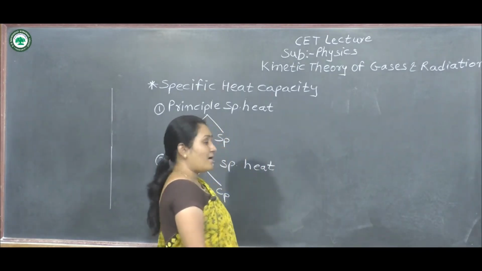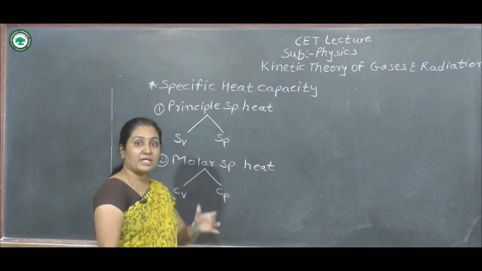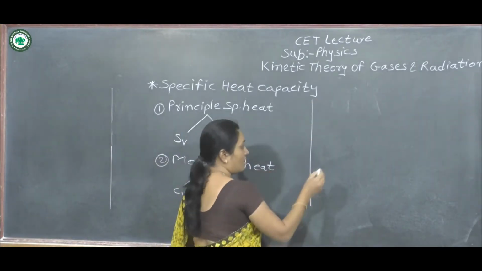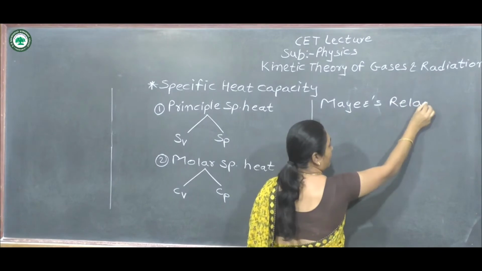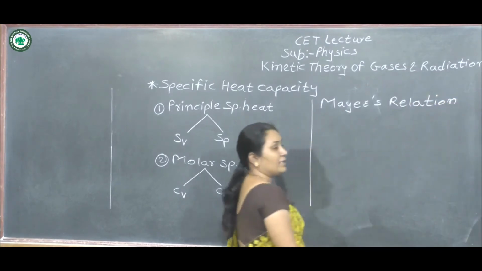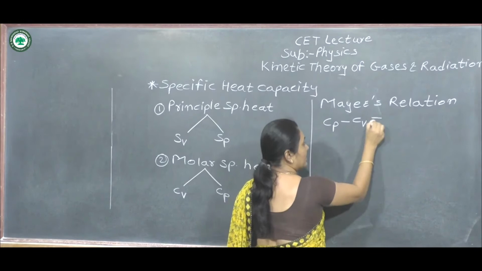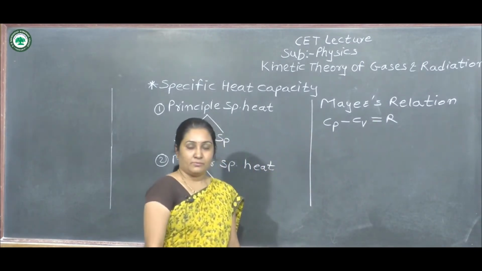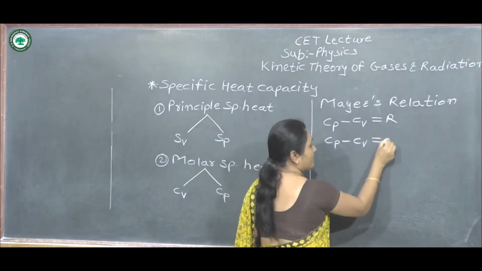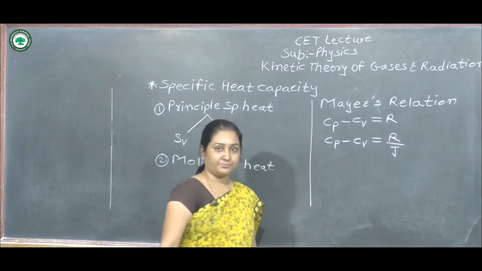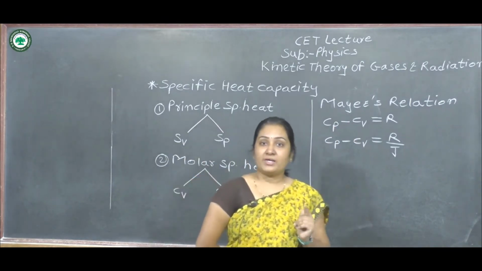Now there is Mayer's relation which gives the relation between the two specific heats, that is Cp minus Cv equal to R. Or we can write the same equation as Cp minus Cv is equal to R upon J. So by using this formula, we can find out the two specific heats.